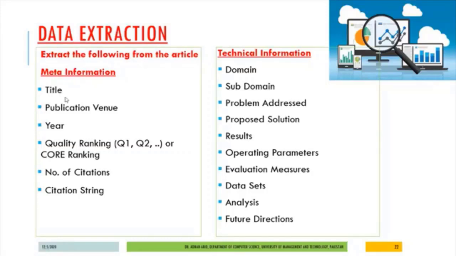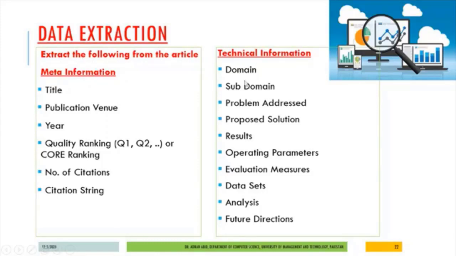So we need to have the research questions in our mind. And this meta information is pretty simple: the title, publication venue, year of the publication, quality ranking for journals and conferences, number of citations, and citation string, which will help us while writing the article. If you are using LaTeX, you have to have that BibTeX, or otherwise a citation string in general. These things help us in compiling the information in a more meaningful way. The research questions that we formulated should be kept in mind while extracting the technical information from the article.